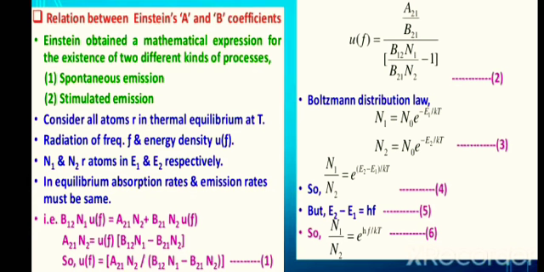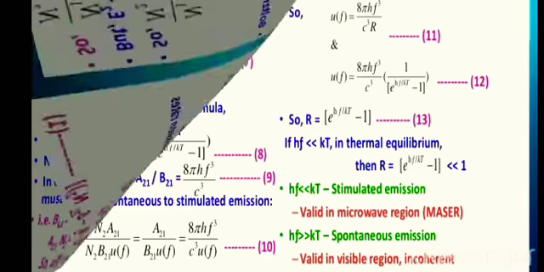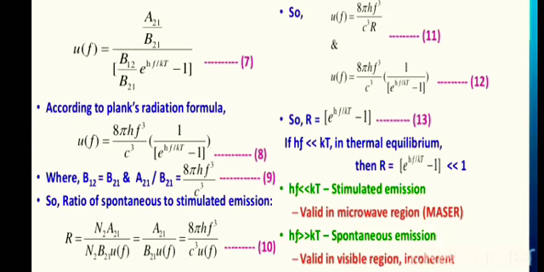Let's name it 2. Boltzmann distribution law: N1 equals N0 times e to the power minus E1 by kT. N2 equals N0 times e to the power minus E2 by kT. Let's name it 3. So N1 by N2 equals e to the power (E2 minus E1) by kT. Let's name it 4. But E2 minus E1 is hf, that is photon energy. Let's name it 5. So N1 by N2 changes into e to the power hf by kT. Let's name it 6. U(F) equals (A21 by B21) divided by ((B12 by B21) times e to the power hf by kT minus 1). Let's name it 7.